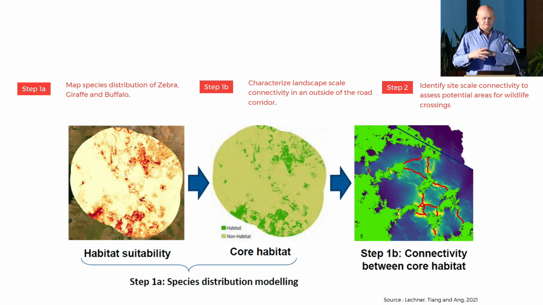In addition to this, we also got a whole bunch of information from the publicly available information on species records. So we developed habitat suitability models for the 3 species using Maxent, which is a presence-only modelling system. We then identified core habitat from that and mapped it, and then looked at the connectivity between those core patches of habitat.